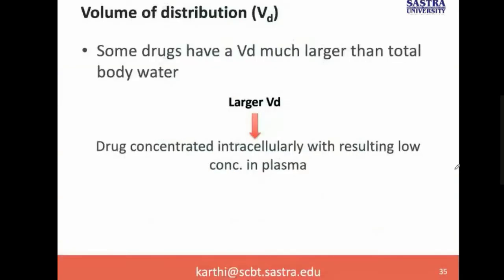So there are certain drug molecules that have a very large volume of distribution, Vd, just like chloroquine, right? Which doesn't mean that the person has that much volume of water in the body. That's not at all possible, right? So the question is, why do some drug molecules have a larger Vd than the total body water, which is approximately 42 liters for a 70 kg man? The reason for this is that the drug is concentrated intracellularly.